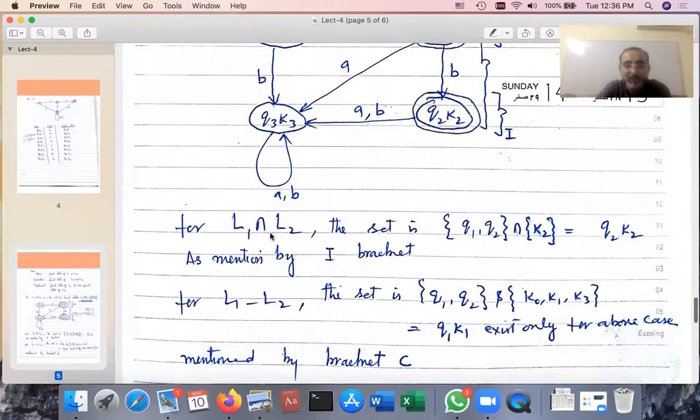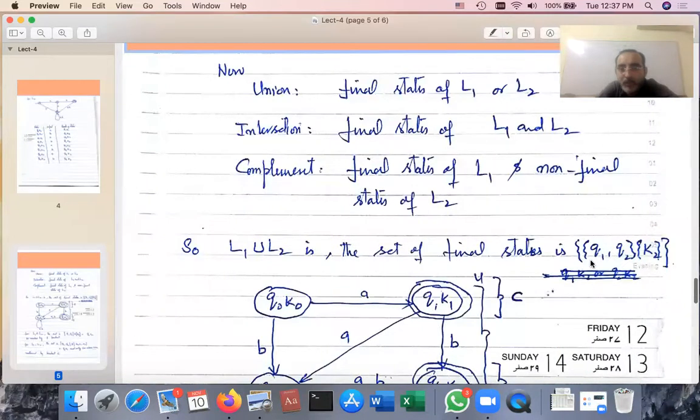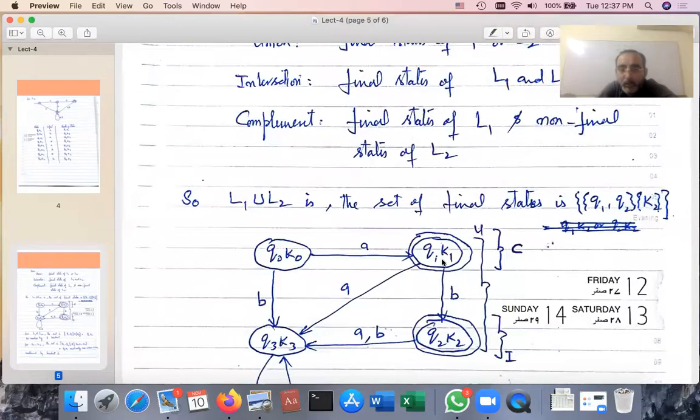But for the intersection of L1 and L2, the set is, Q1 and Q2 are the final states of L1, and the final state of L2 is K2. And if I apply the intersection, what are the combinations that I will have? Q1 K2, and then Q2 K2. You can just multiply and then you have the pairs. You can apply the same concept here. Q1 K2, Q2 K2.